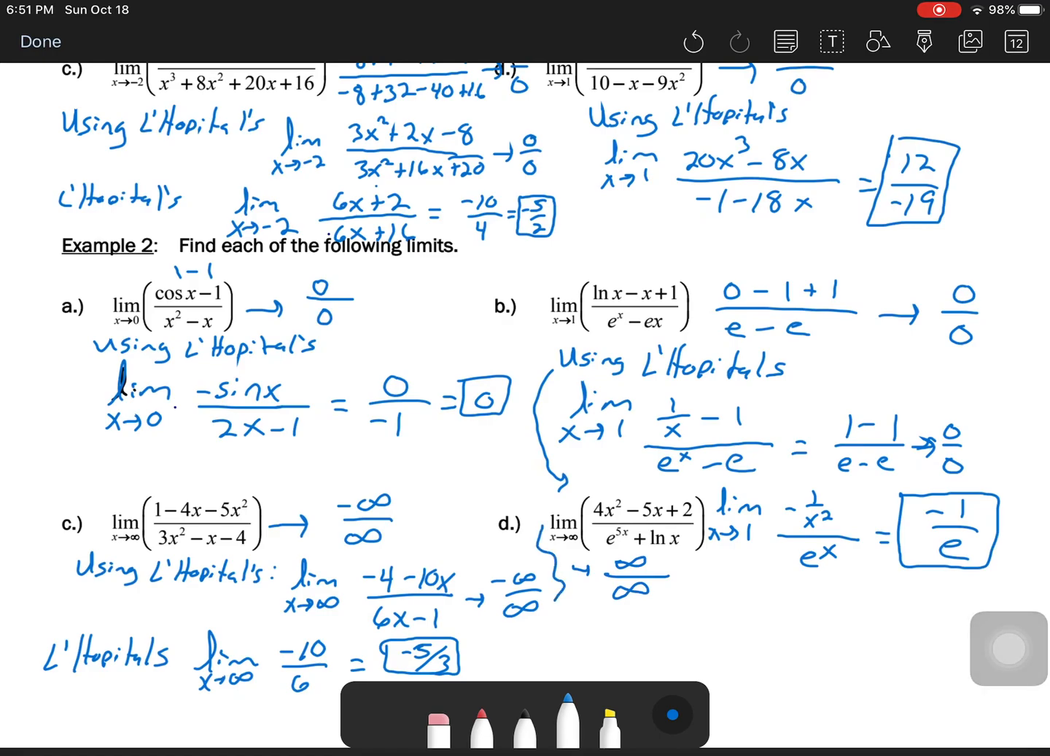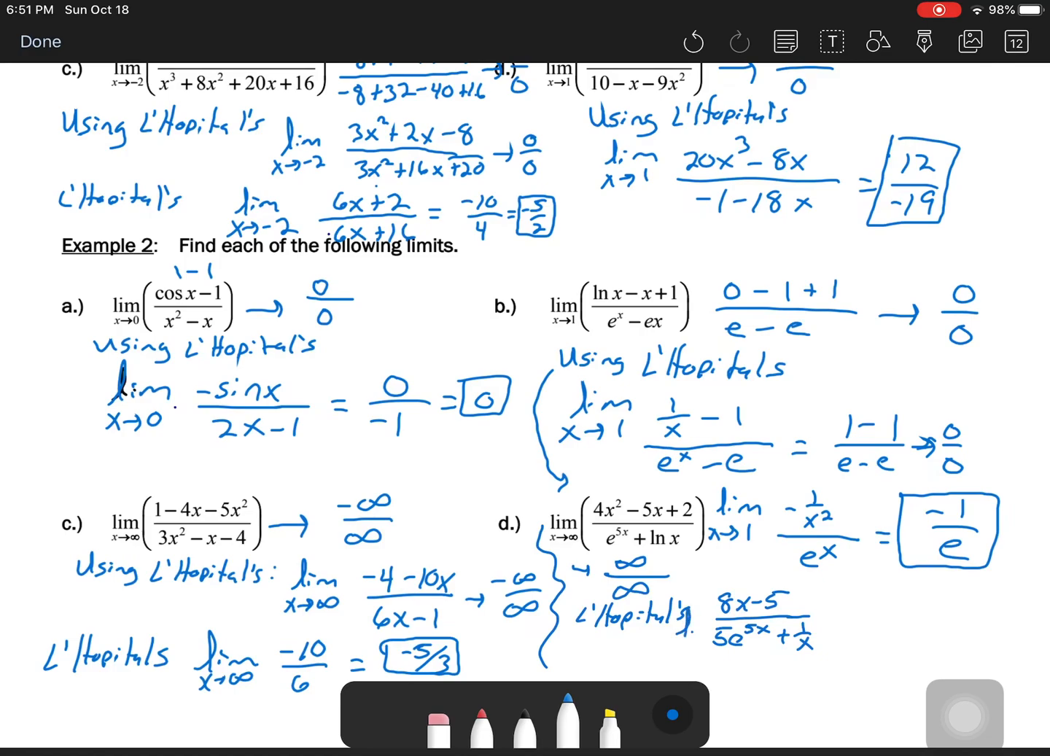So using L'Hopital's, when we do that one, we're going to end up with 8x minus 5 over 5e to the 5x, because remember, the derivative of e to the u is e to the u du, so that's your chain rule. And so e to the 5x times the derivative of 5x, so I have that 5 there. And then the derivative of ln of x is going to be plus 1 over x.